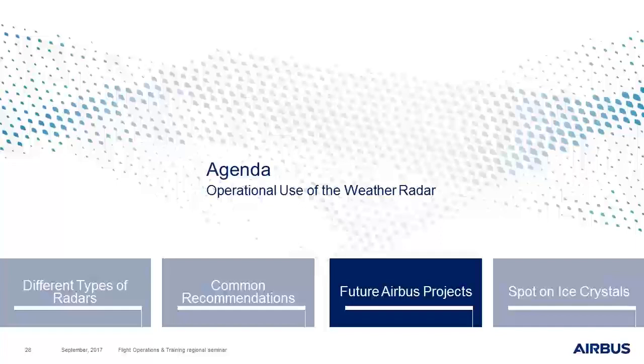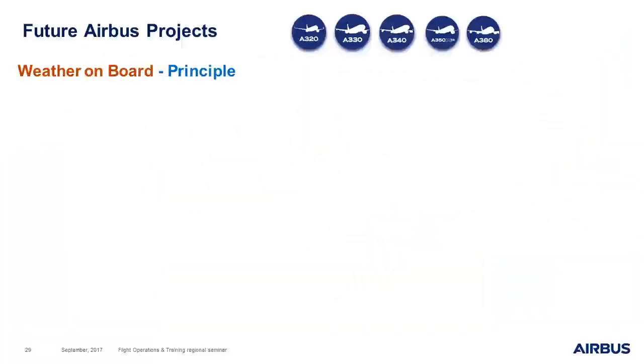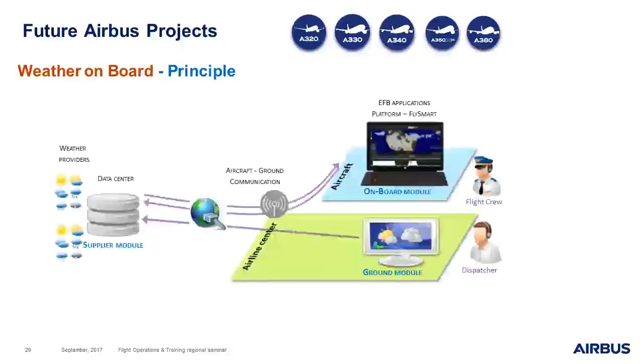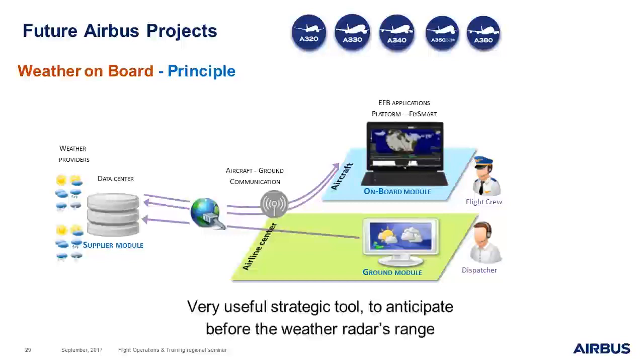Let's move now to an overview of Airbus projects regarding the weather. First, the weather on board. The weather on board project is to be able to display weather information and weather forecasts directly in the aircraft through EFB. It is a very useful strategic tool in order to anticipate things before the weather radar's range.